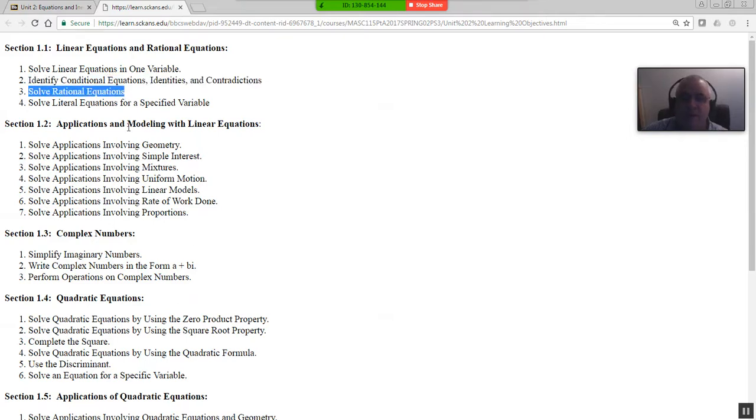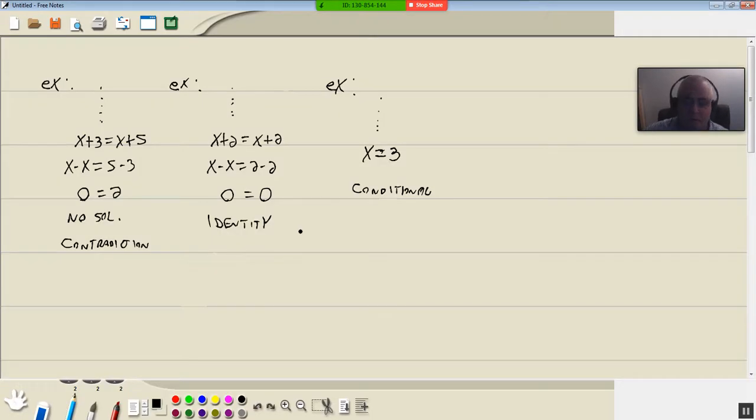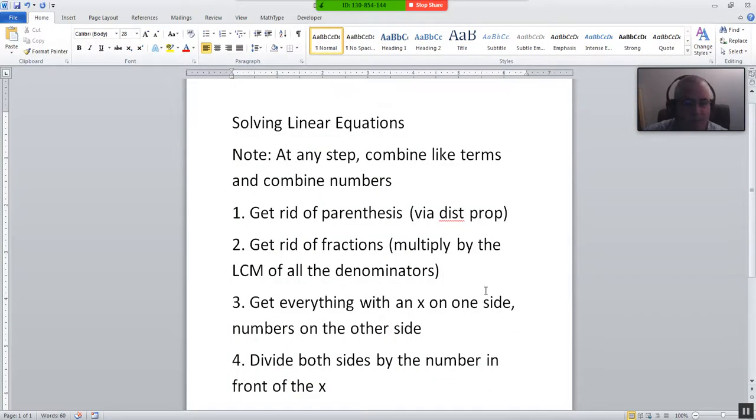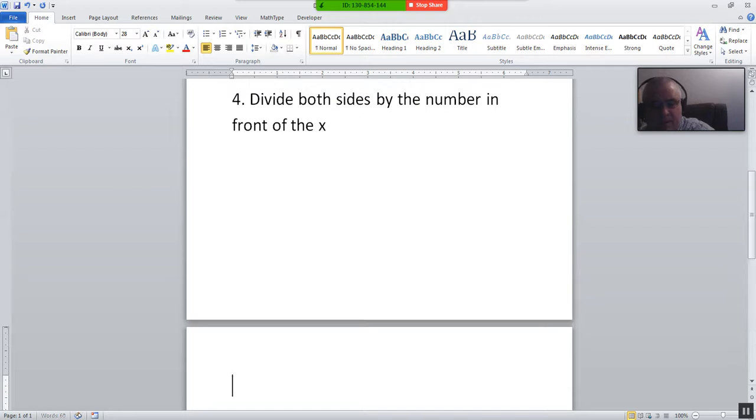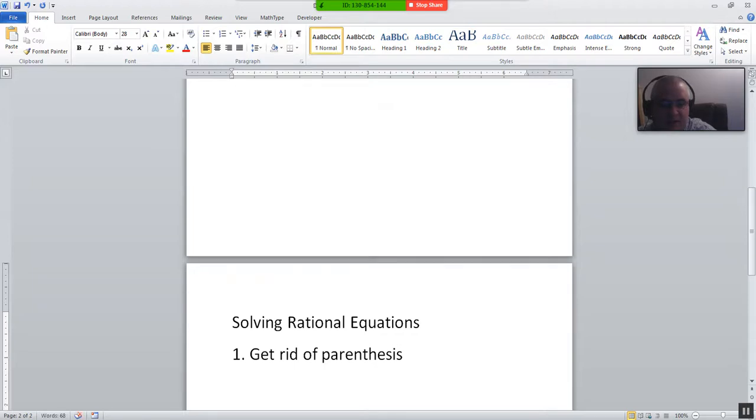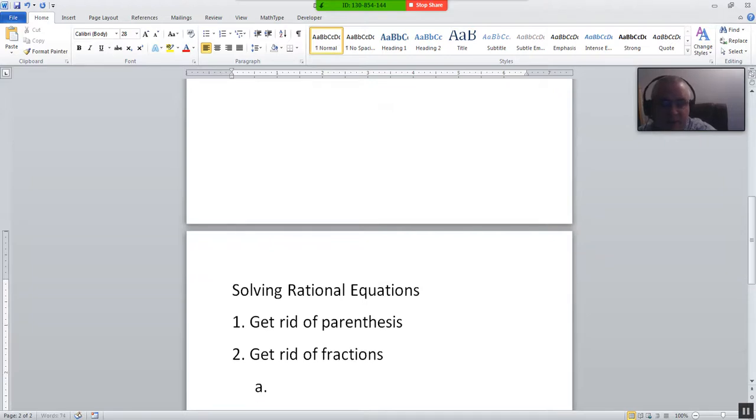Now, next one we're going to take a look at is solving rational equations. Let me clear this off. So solving rational equations. Our first step is to get rid of parentheses, although you don't see that very often where they have parentheses to begin with. Step 2 is get rid of fractions. And usually what we have to do in order to do that is we have to factor all the denominators.